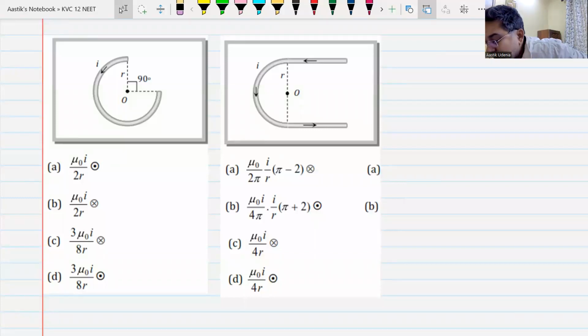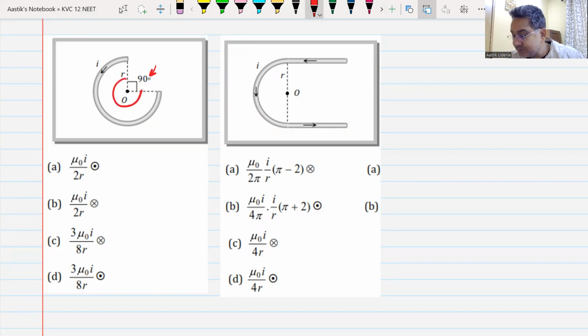Yes, do I have the answer for the first question? First question. This angle is given as 90 degrees. So how much is this angle? This angle will be 270 degrees. Yes or no? 270 degrees in radians is 3 times pi by 2. Pi by 2 is 90. 3 times pi by 2 is 270.